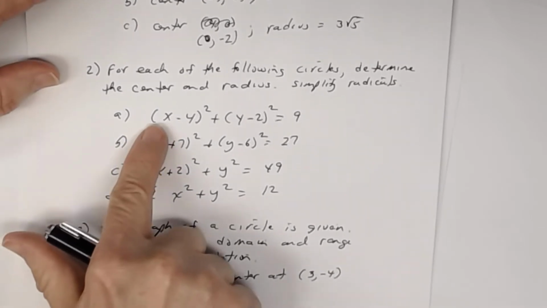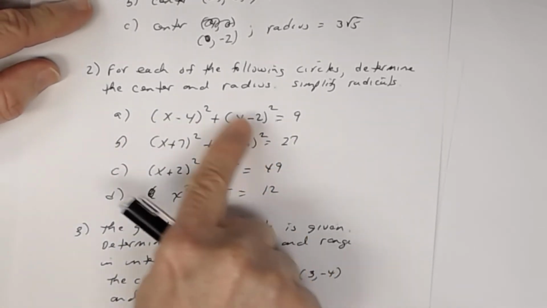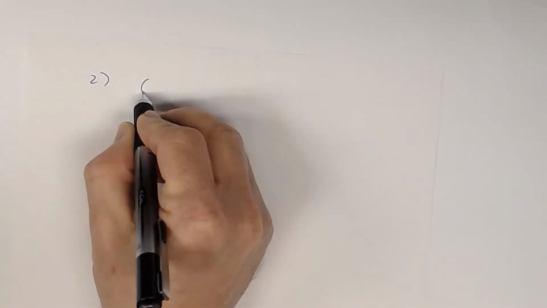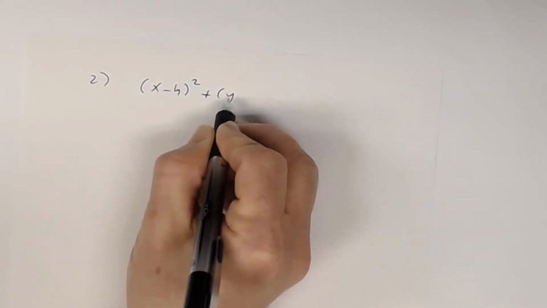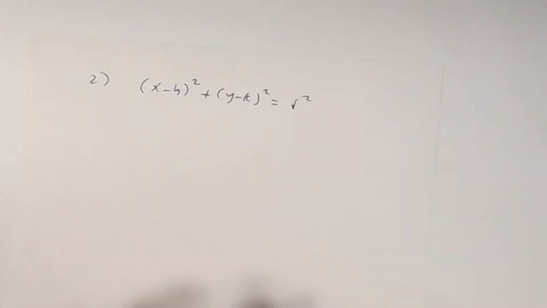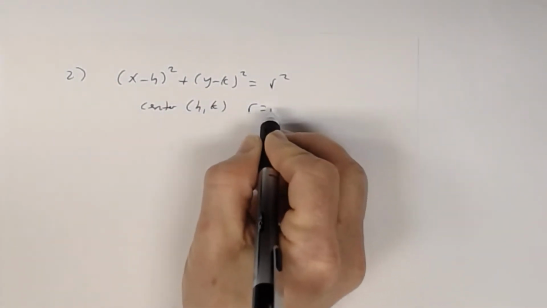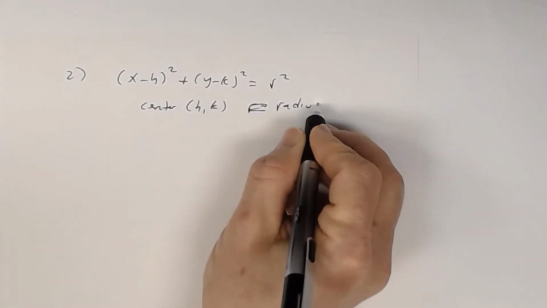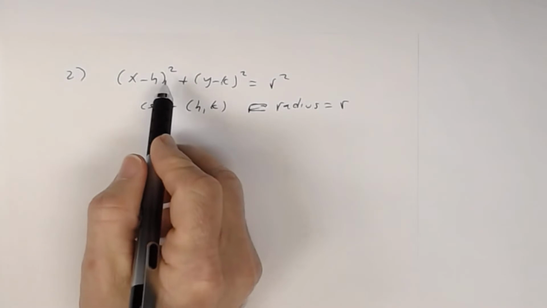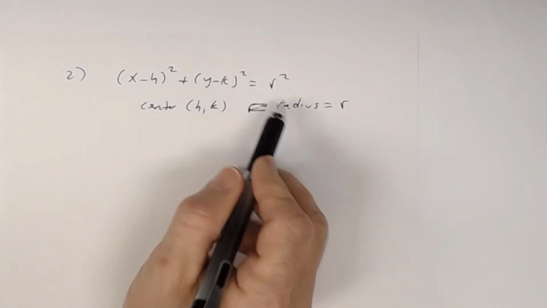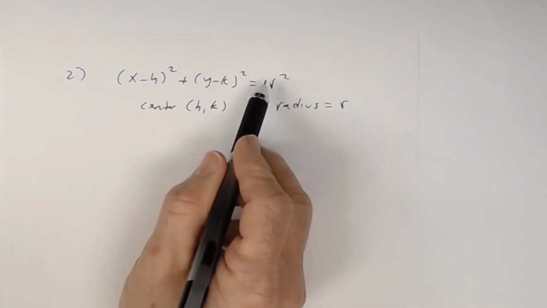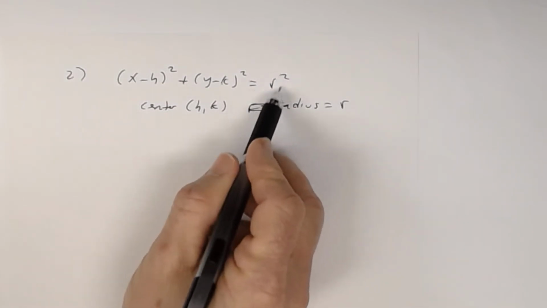Number 2 says this time. So number 2, you're going backwards. You're given standard form. From here, you want to find the center and the radius. Watch how simple this is. So remember the equation of a circle is this: x minus h squared plus y minus k squared equals r squared. Okay? And remember the center is h, k. The radius is r. So this is your h, this is your k, and the radius is this number right here that you're squaring. So just this, not r squared, just r.